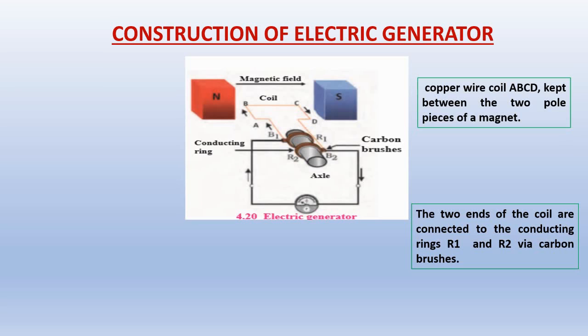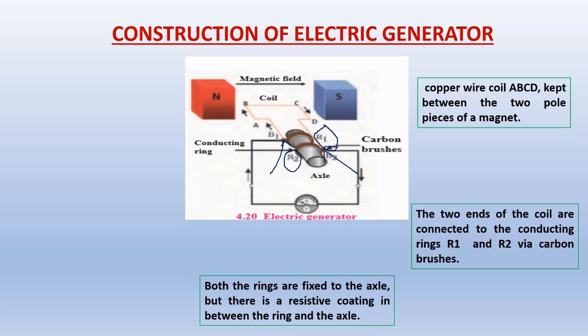There is a ring R1, which I'll mark in blue color, and there is a ring R2. So these two ends of the coil are connected to these rings R1 and R2 via carbon brushes. Here we can see the carbon brushes, and we already know why these carbon brushes are used. So this coil is connected to R1 and R2 via the carbon brushes B1 and B2.